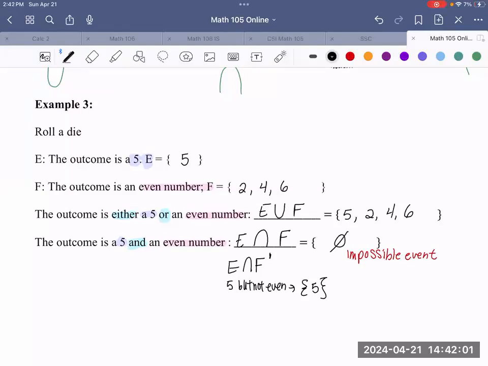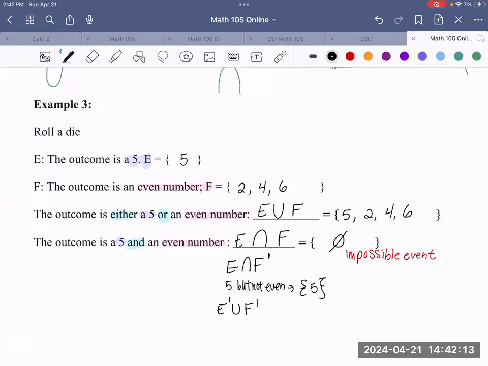You could say it's not a 5 nor an even number. Not a 5 nor is it even. So it can't be a 5, but it can't be even. So that means we're looking at 1 and 3. So not 5, not even. So not 2, 4, or a 6. So you can play around with it in a lot of different ways.